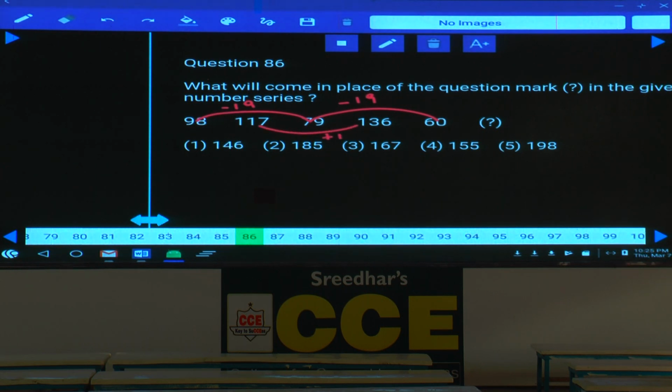Here the difference between these two numbers is 19. Here also 19. Hence 136 plus 19 is how much? 155. That is choice 4. Are you following this one or not? Hence whenever the numbers are increasing and decreasing, you should always go for the alternate series. Done with this? Alternate, that is choice 4.